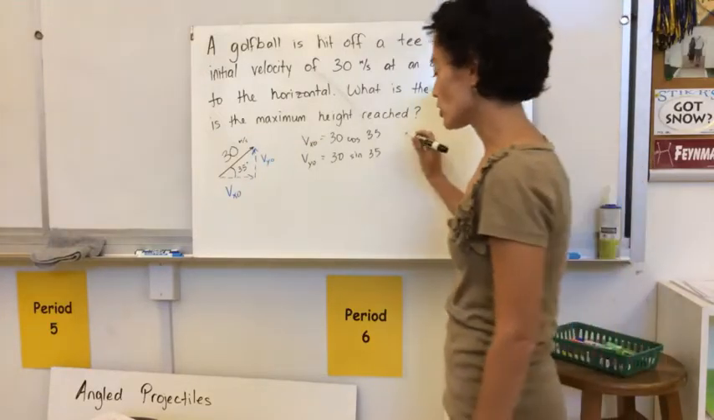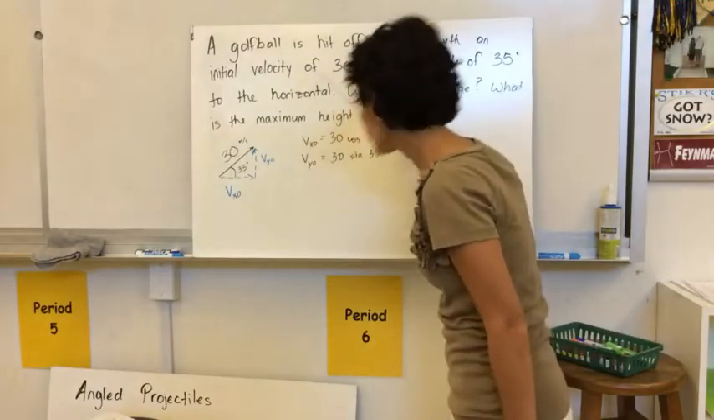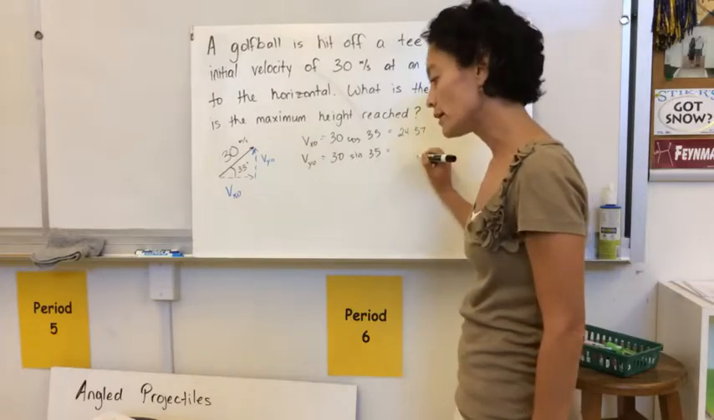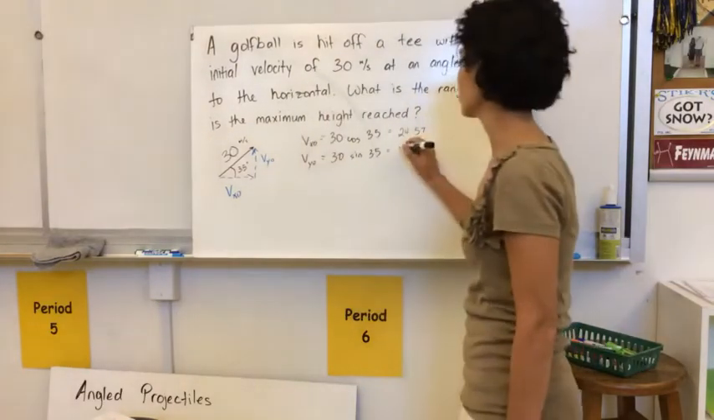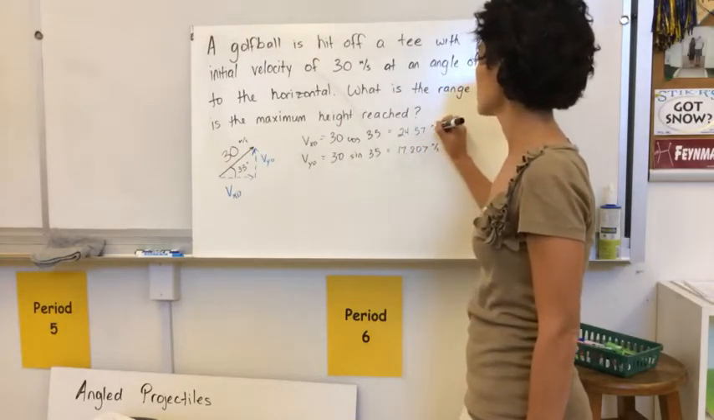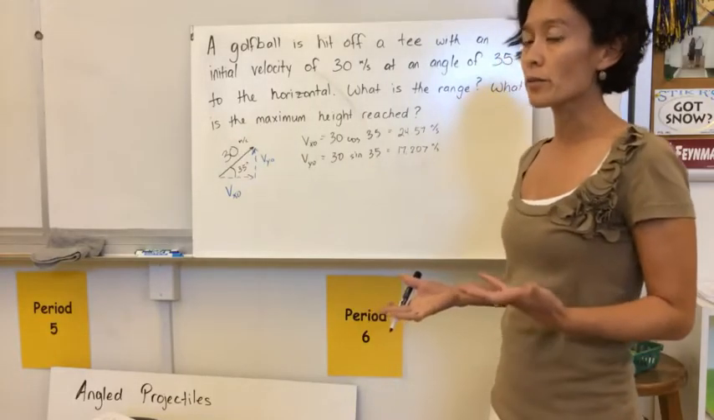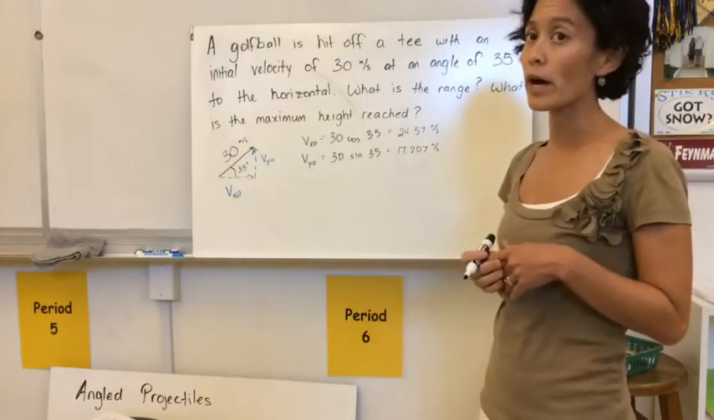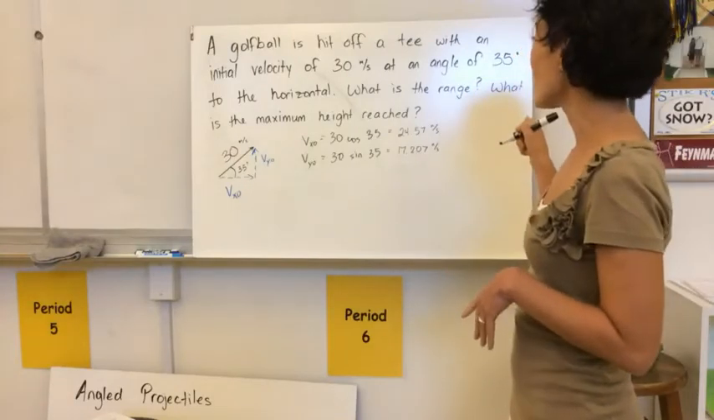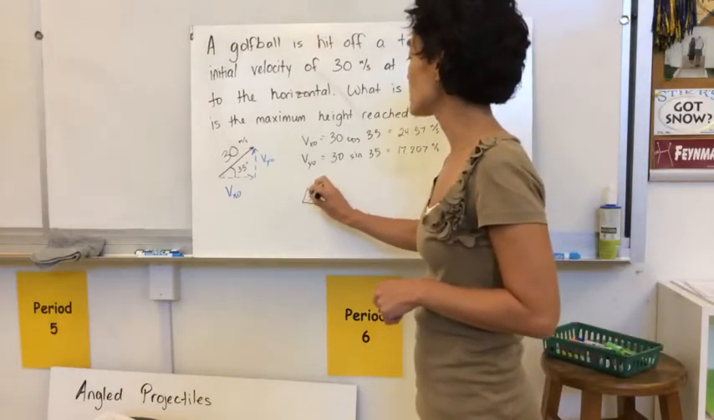Okay, and so we should have gotten that our Vx naught value was, what was it, 24.57? And then our Vy naught value is, so is it 17.207? These are meters per second. So before we can actually do anything else in the problem, we had to figure out what the initial x and y values were. Now we can focus in on what it's asking. So the first part is what is the range? And range is figuring out what is delta x.